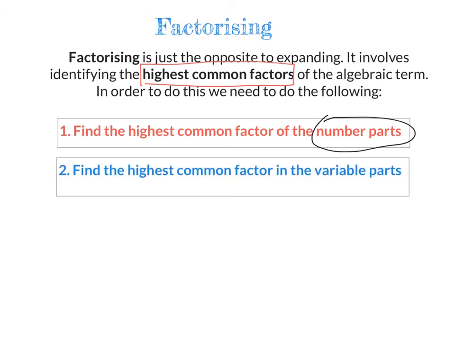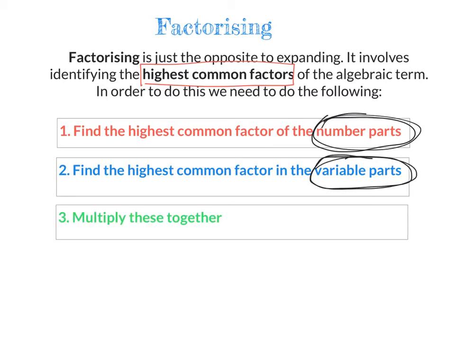Step 1 is to find the highest common factor of the number parts. Step 2 is to find the highest common factor in the variable parts. And lastly, step 3 is to multiply these together. Now that all seems pretty confusing, but let's do some examples together and you will see that it's actually not that hard.